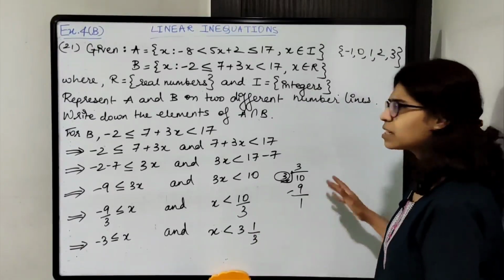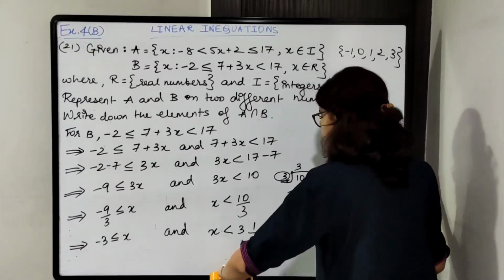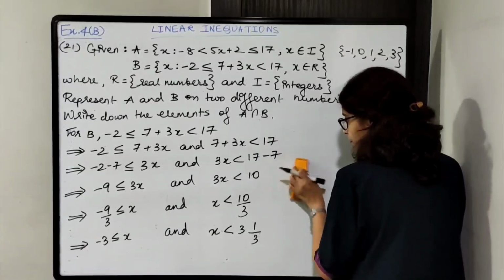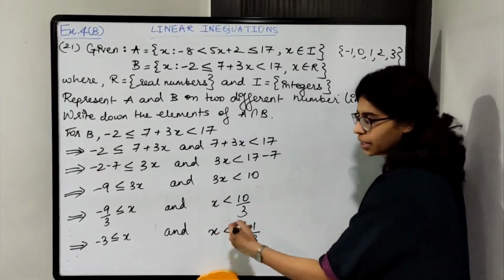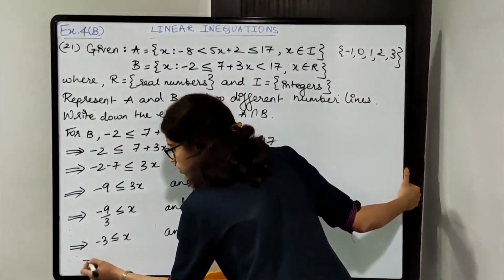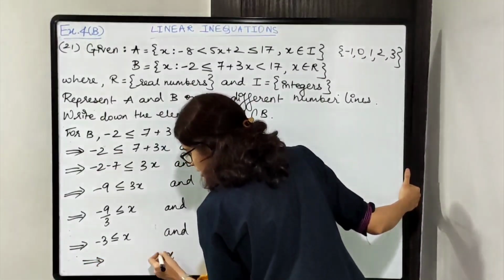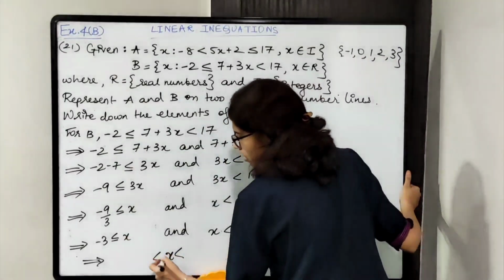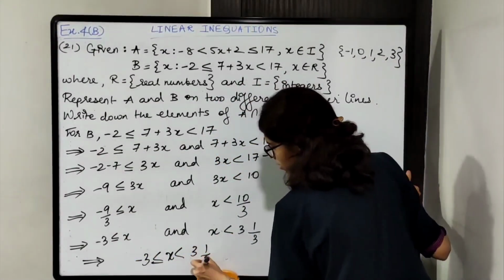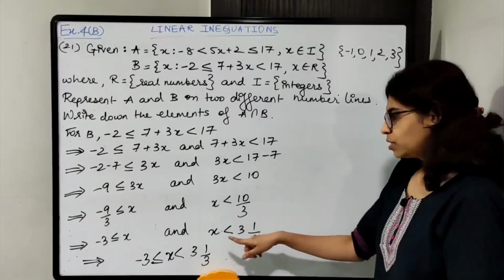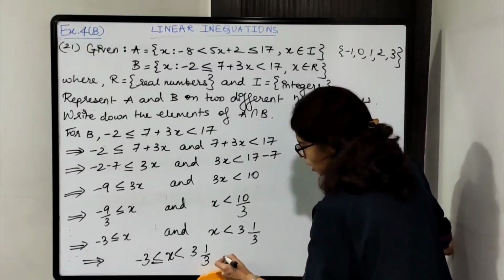Okay, so this is a very basic concept, students. You are supposed to know this. Okay, in case you have forgotten, please revise. Range मिल गया है, so x का रेंज क्या है? It is greater than or equal to -3 and less than 3 1 by 3. So this is the range and x belongs to R.